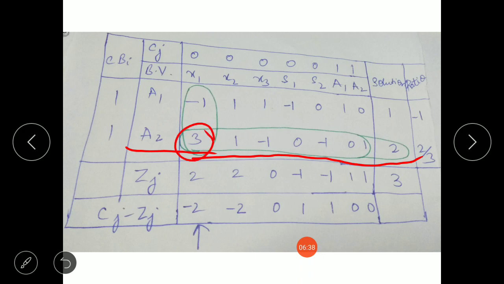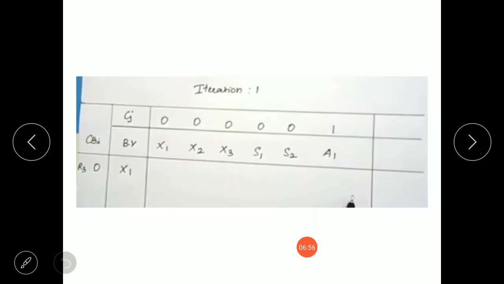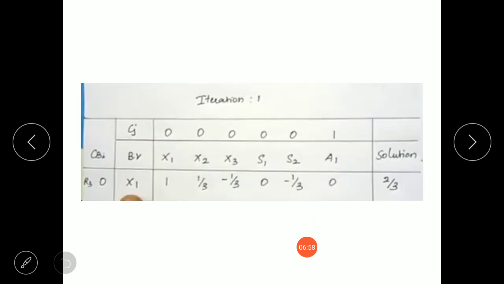So what are the values of this row? We will get new values, that is 3 divided by 3 is 1, 1 divided by 3, minus 1 divided by 3, 0 divided by 3 is 0, minus 1 divided by 3, 0 divided by 3 is 0, and 1 divided by 3 and 2 divided by 3. So these things we are going to write here, that is 1, 1 by 3, minus 1 by 3, 0, minus 1 by 3, 0, and 2 by 3.